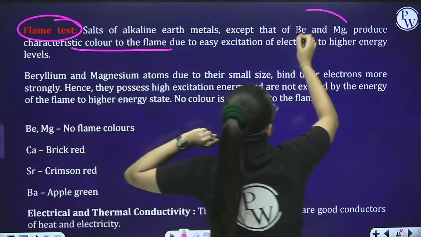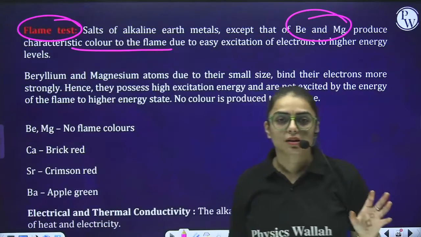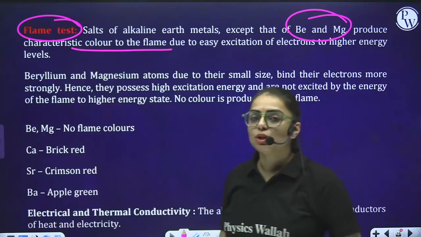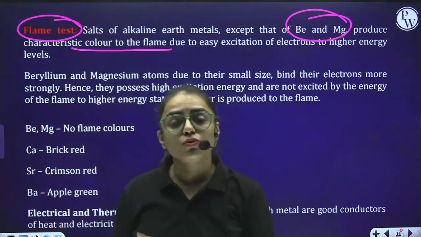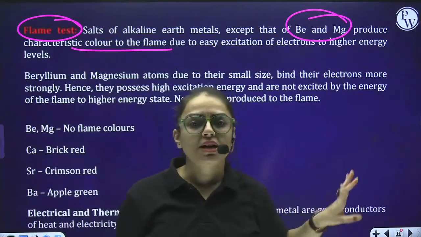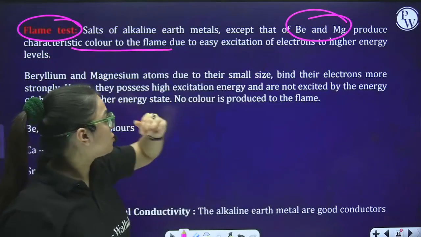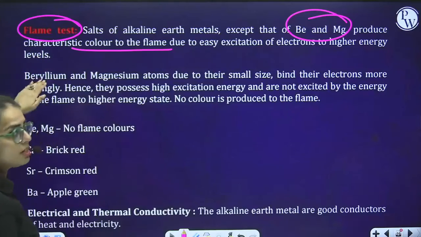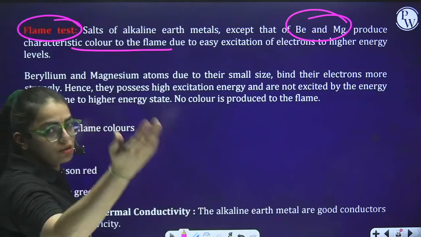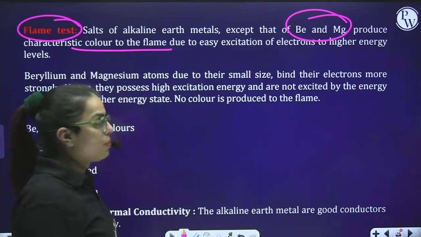Now if you remember in the previous part, in the alkali metals, each and every element was imparting some color. But students, in group number 2, there are some elements which do not impart any color. That is beryllium and magnesium, okay? This is due to the difficult excitation of electrons to the higher energy levels. Why do the others impart color? Because electrons travel from lower to higher energy and then coming back, they impart it, okay?